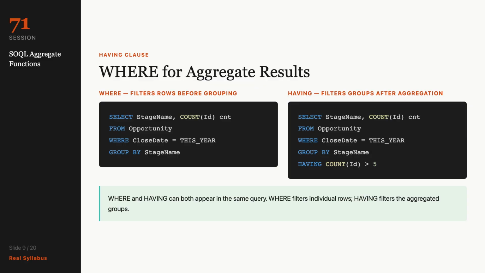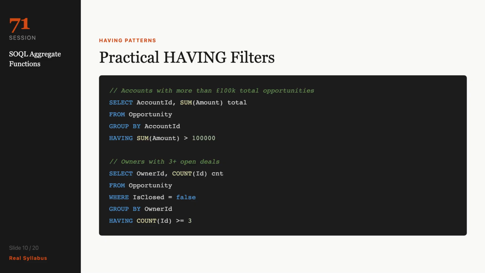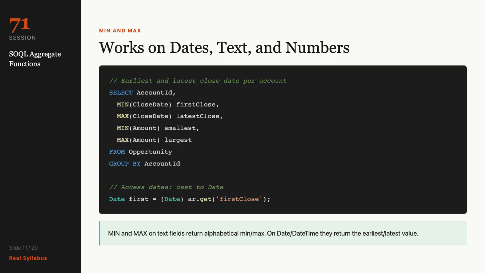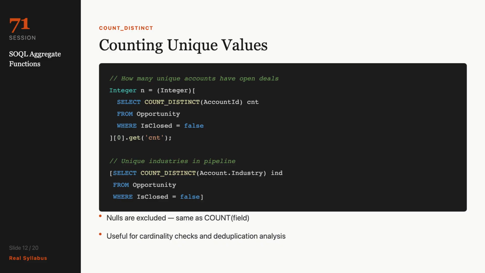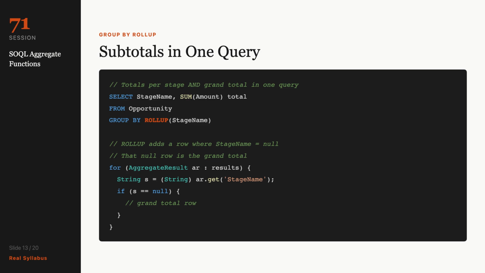There are 6 aggregate functions. Count with no argument counts total rows. Count with a field name counts rows where that field is non-null. Sum adds up values of a numeric field. AVG returns the average, excluding null rows from both numerator and denominator. Min and max return the minimum and maximum value, and they work not just on numbers, but on date time, and string fields as well.